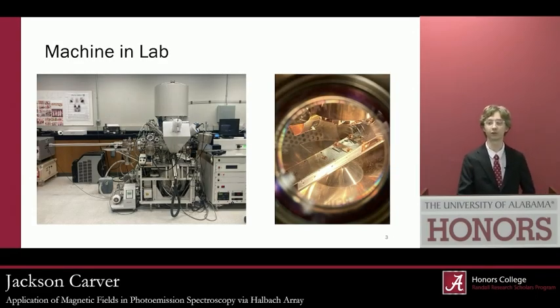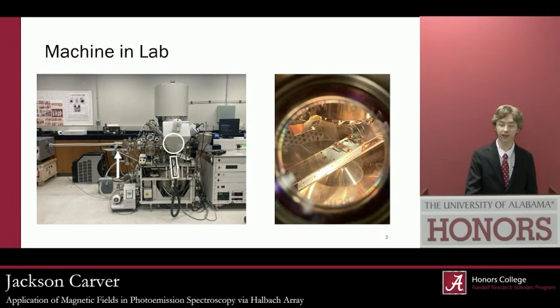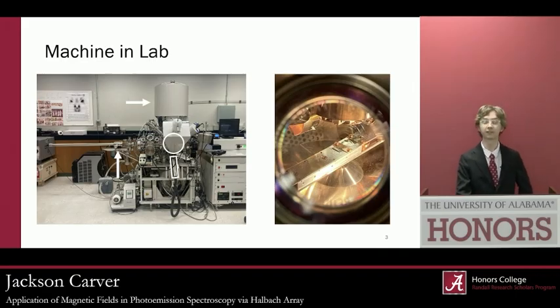If we were to use the machine for ARPES, we would load the sample into the load lock here, and use the long arm to maneuver it into the analysis chamber here, which is a little obscured in this image. This X-ray gun would fire photons at it, ejecting photoelectrons to be analyzed in this chamber. On the right is the inside of the analysis chamber, with the sample here and the entrance to the detector above it here.